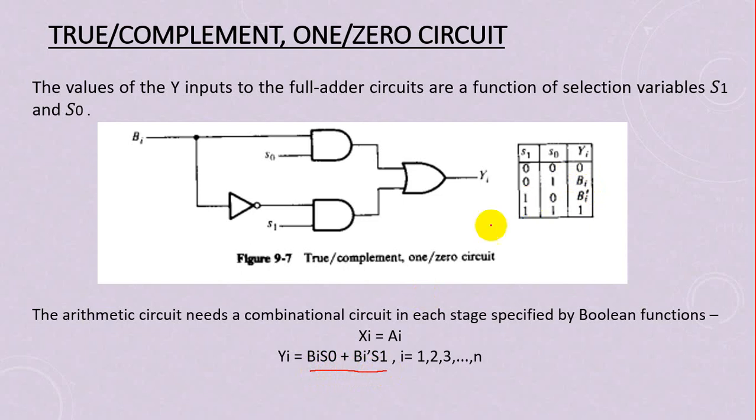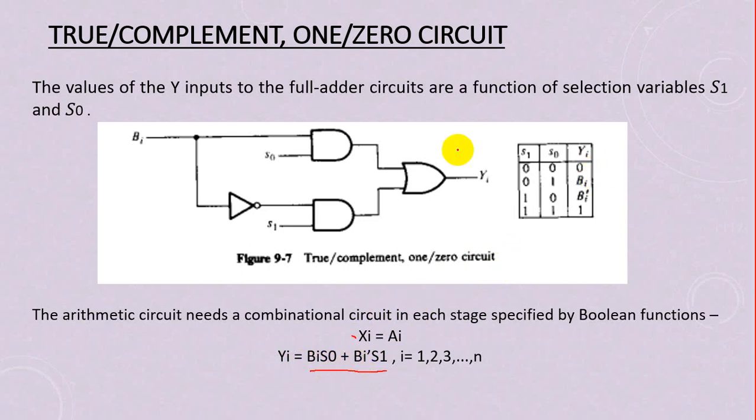We don't modify A, so we use two new variables, x and y. X is the modification of A. In this case, we did not do it. We will do the modification of A in the logic design. In the arithmetic design, we have just modified B. So y equal to the modification of B, and this is the circuit for it. This circuit will do the modification automatically. So x equal to A and y equal to B S0, B bar S1.